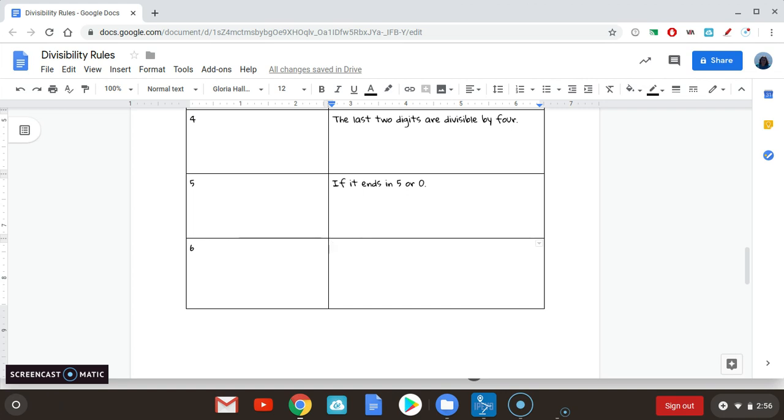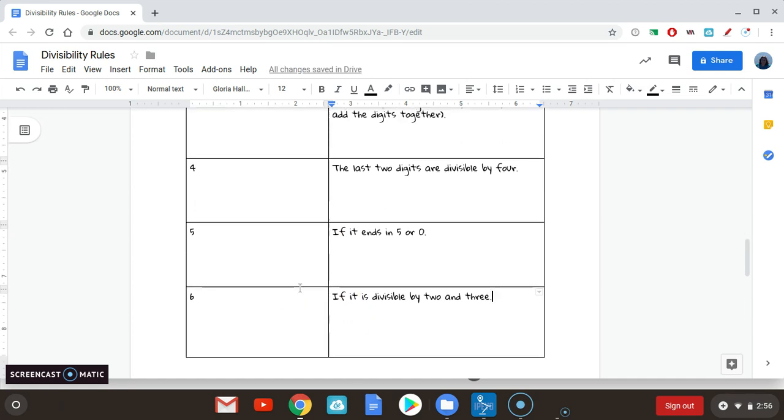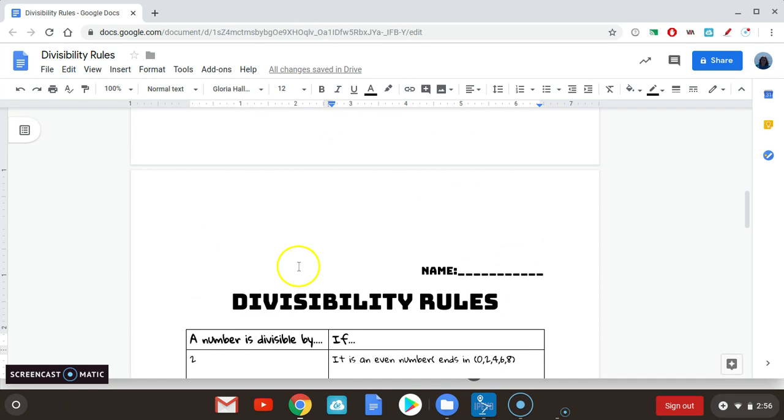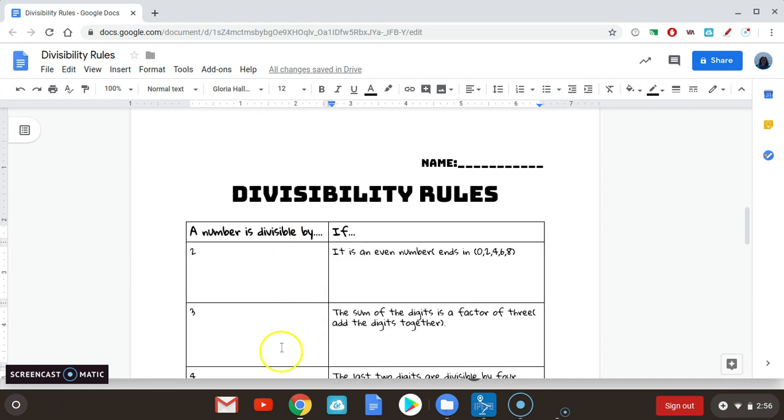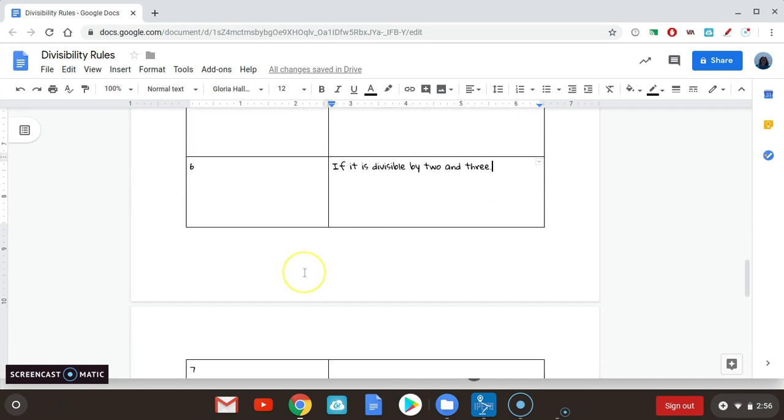It's going to be divisible by 6 if it is divisible by 2 and 3. So you need to have it divisible by both 2 and 3. If it's divisible by 2, but not divisible by 3, then it's not divisible by 6.